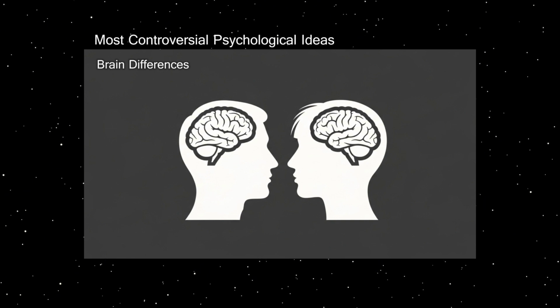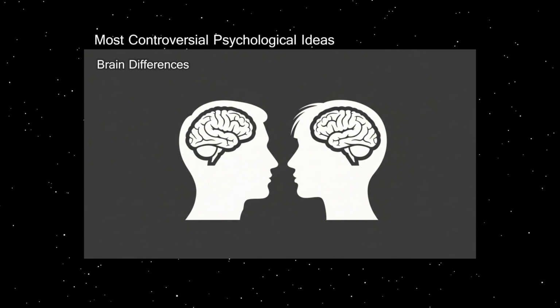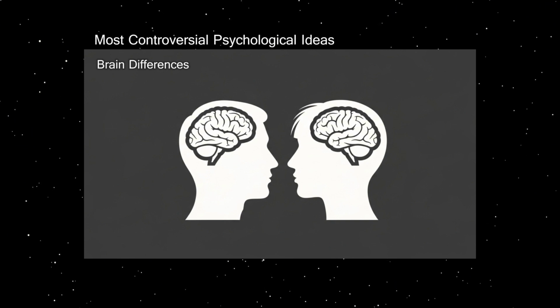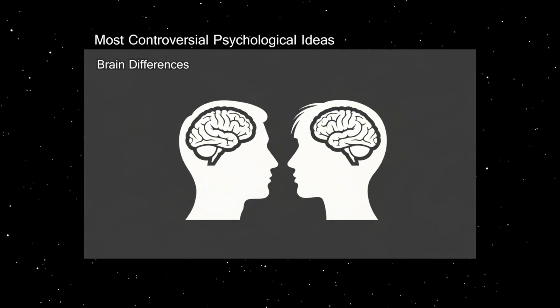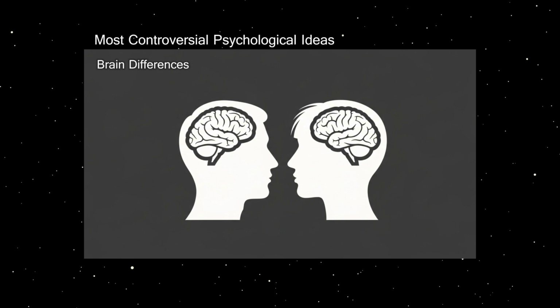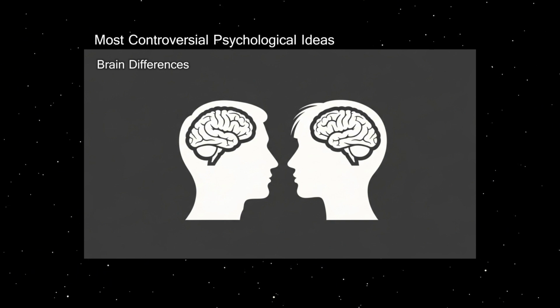From a biological standpoint, it is undisputed that male and female brains differ in certain measurable ways. For instance, men tend to have larger overall brain volume, even after accounting for body size, while women tend to have a higher percentage of gray matter relative to white matter.